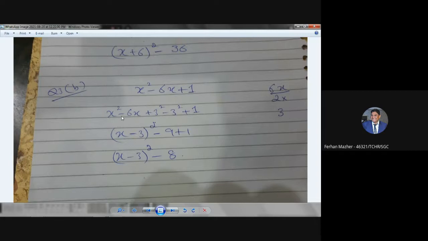So this x square minus 6x plus 3 square, because here I have a negative, will become (x minus 3) whole square. This minus 3 square will become minus 9. This minus will remain minus. 3 square is 9, plus 1. So this will come as it is, (x minus 3) whole square. Minus 9 plus 1 will be minus 8.